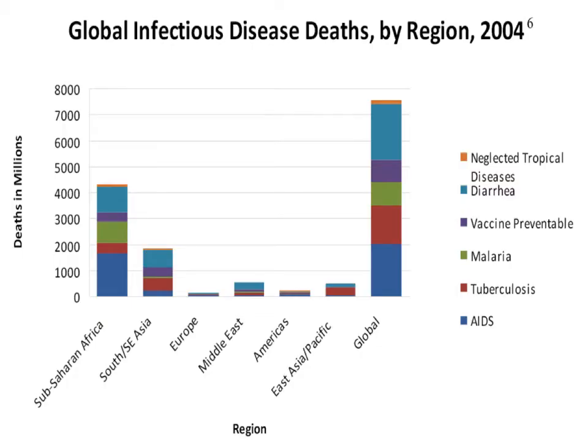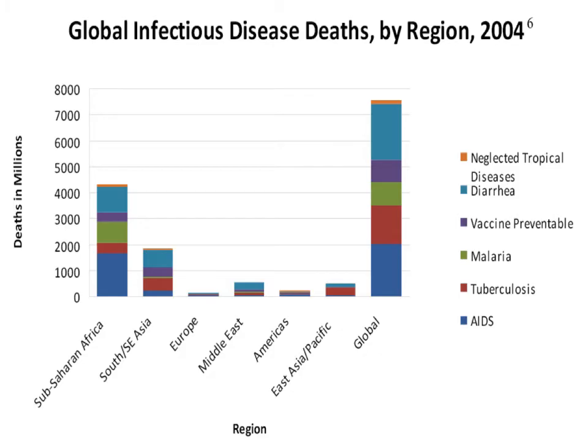So this is a cool slide that shows you global infectious disease deaths by region. If we look across the x-axis on the bottom, we look at sub-Saharan Africa, South and Southeast Asia, Europe, the Middle East, Americas, East Asia and Pacific, and then globally at the very right. And then the different colors in the bar represent different types of diseases. Neglected tropical diseases. So there's lots of different types of diseases that can happen when you live in the tropics. That means somebody got a disease and then didn't get it taken care of.